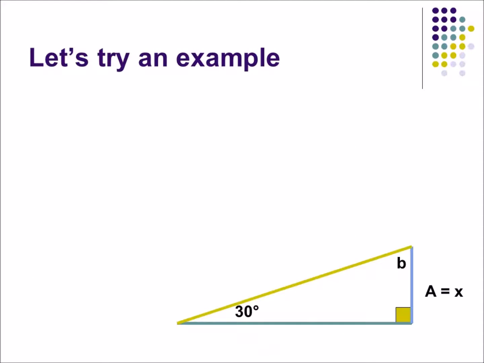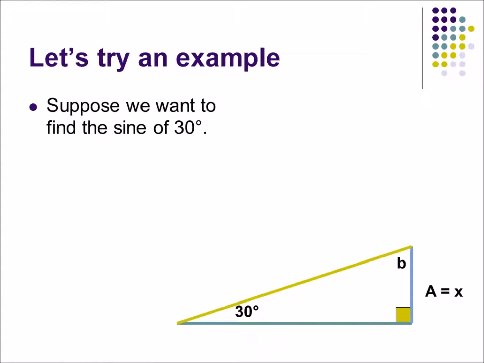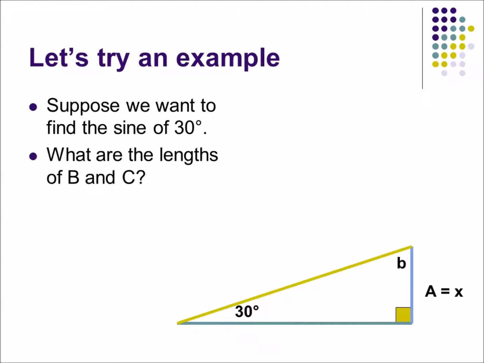All right, knowing that terminology, let's take a look at an example. Here we have a right triangle in which we have a 30-degree angle. And let's say we want to find the sine of that 30-degree angle. Well, we have to look at the lengths of the different sides of the triangle, because the trig functions are ratios of lengths. And notice we've been given the length of A is x. And if A is equal to x, what are the lengths of the other leg and the hypotenuse?